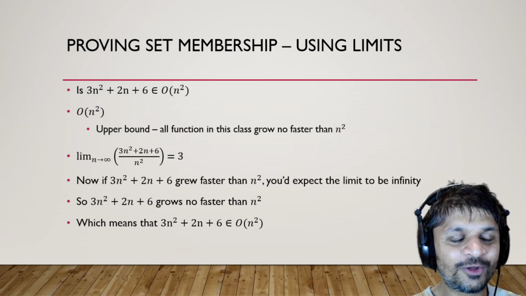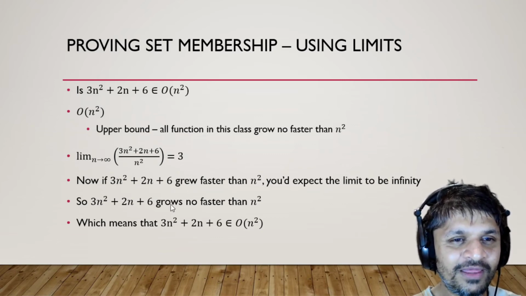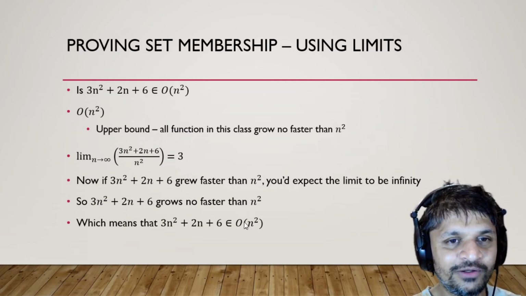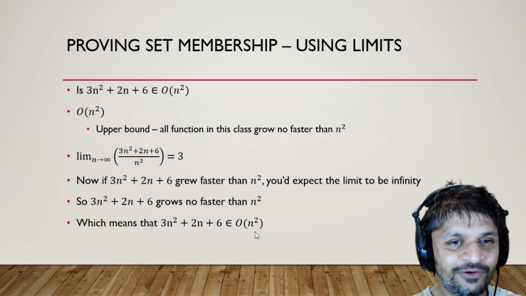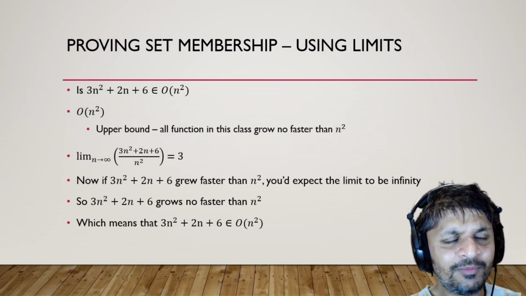So I like this one because there's some intuition about what it means, right? When we say 3n squared plus 2n plus 6 is an element of big O n squared, it means that 3n squared plus 2n plus 6 doesn't grow faster than n squared, meaning it's not worse than n squared. Like I said, I like it because it's meaningful. Okay, but that took us halfway there.